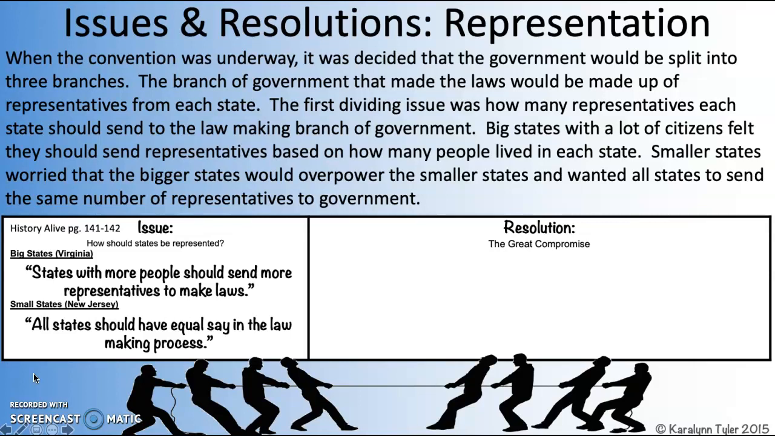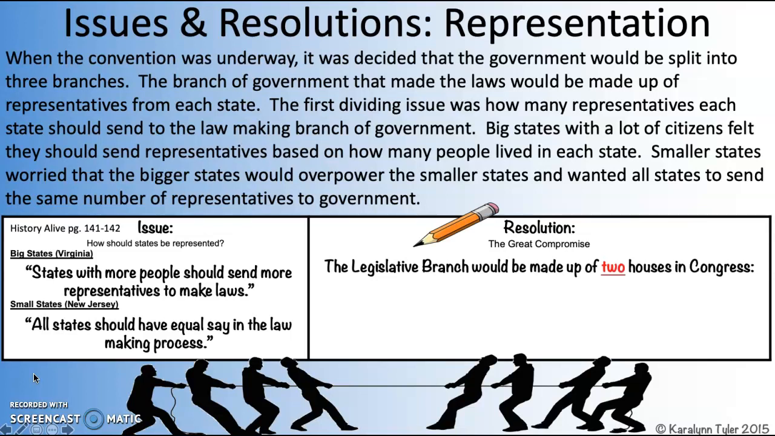They argue over this for quite a few weeks, and it gets pretty intense. But what they end up coming up with is a compromise. They call it the Great Compromise. They're going to take the legislative branch and divide it into 2 houses in Congress. We call this a bicameral legislature. You don't have to know that big fancy word yet, but think of the word bicycle, it means that it has 2 wheels. Think of Congress as having 2 wheels.